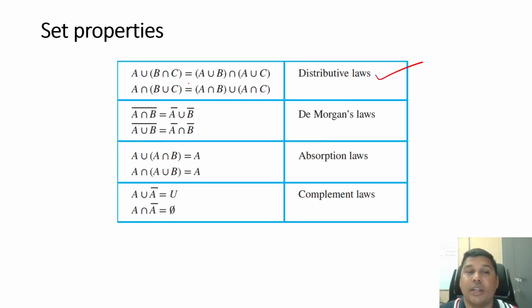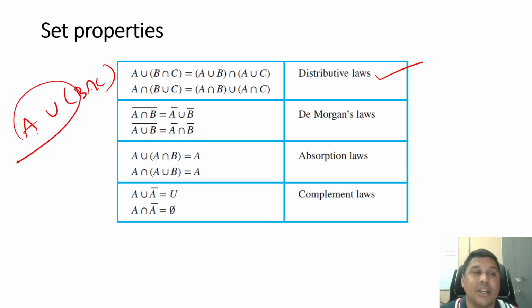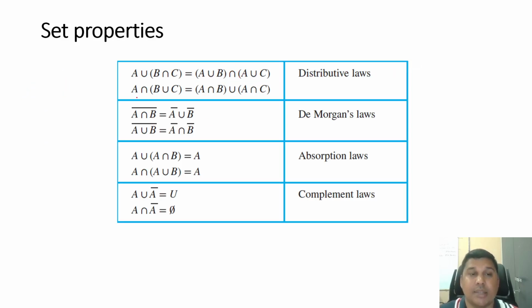Distributive law, where you have A union B intersection C is equal to A union B, intersection A union C. So first I will take A union B intersection A union C. Okay. Similarly, the other one.